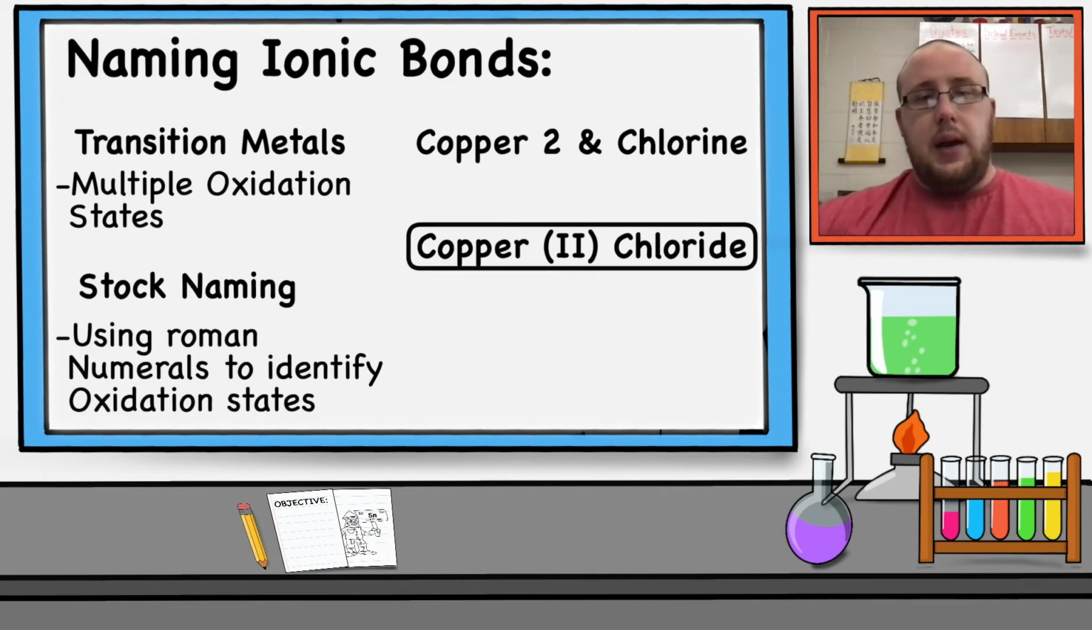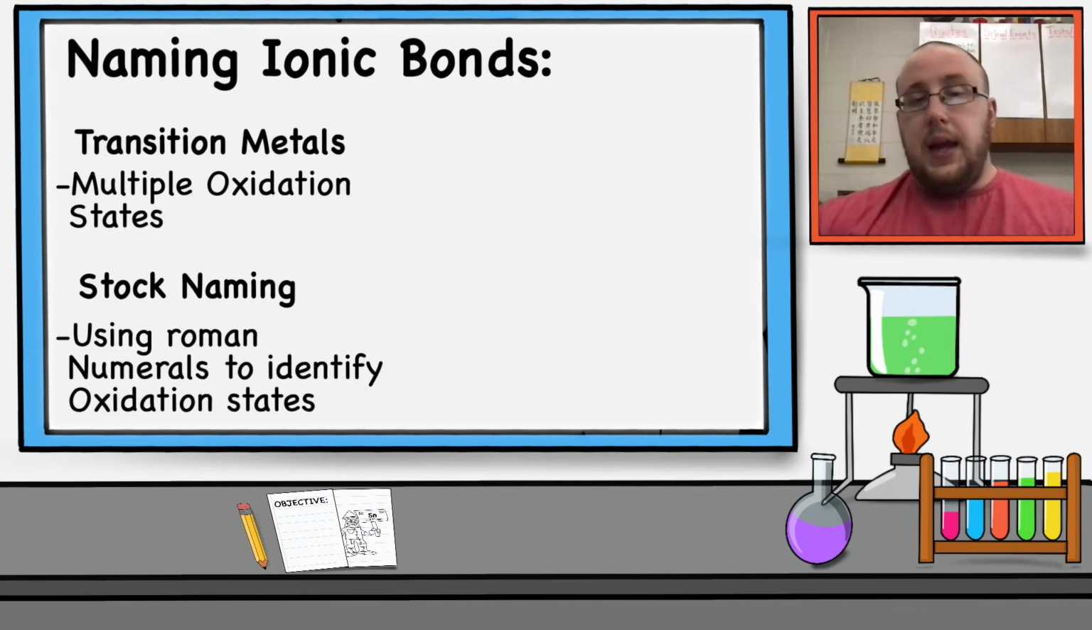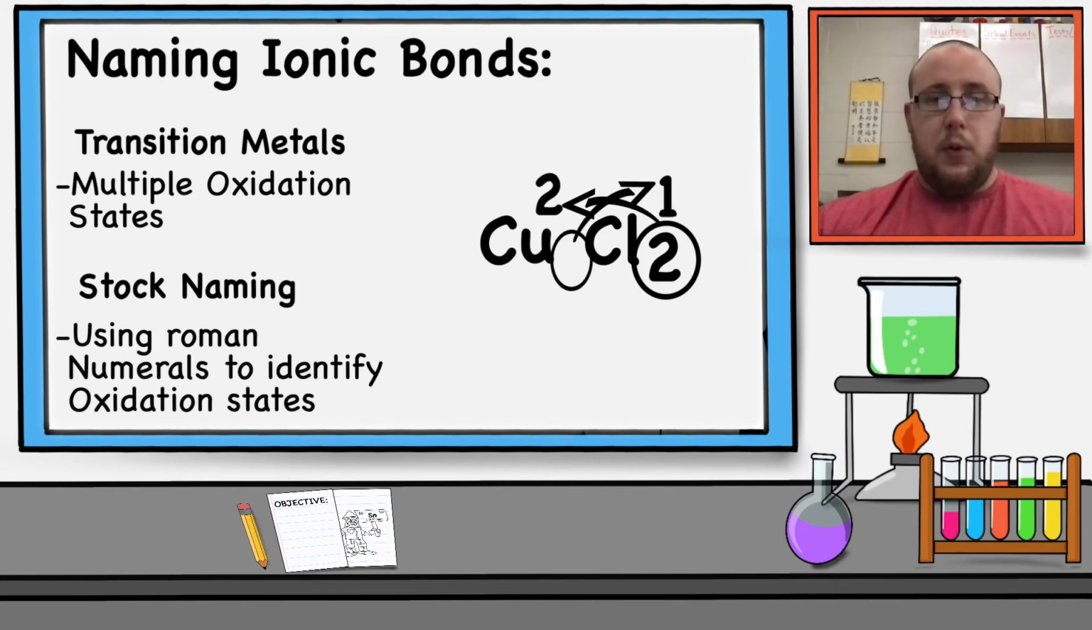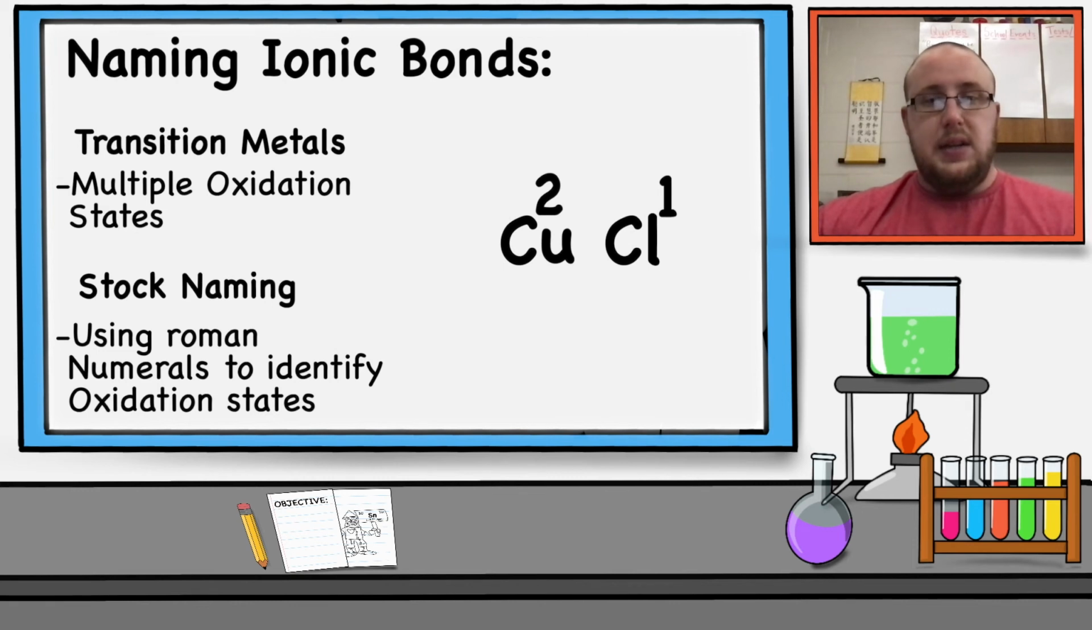Now, how do I figure out the oxidation number if I'm just given a chemical formula? Here's a nifty trick for it. Let's say we have CuCl2. What we're going to do is cross our subscripts to the opposite atom. The 2, the subscript by the chlorine, is going to go up to the copper. Because there's no subscript by the copper, we can assume that it's a 1. That 1 is going to go up to the chlorine. That tells us the oxidation state of each of those elements. So our chlorine is a 1 and our copper is a 2.